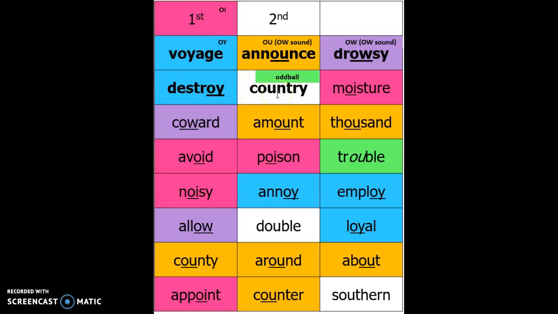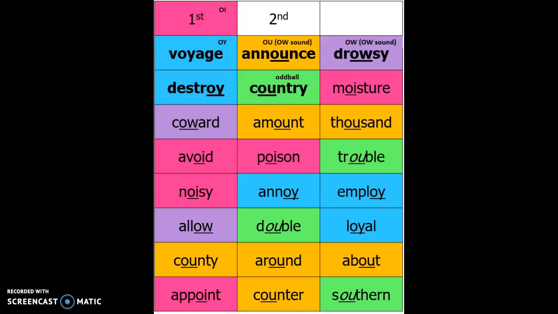Same thing with country. Where do we live in this country? Country. It's not an ow or an oi sound. Country. That's my oddball color. Same thing with the word double. Double. That's not oi. That's not ow. That's got some weird stuff going on. And my last word, southern. Is not oi or ow. So that's going to be my last oddball color.